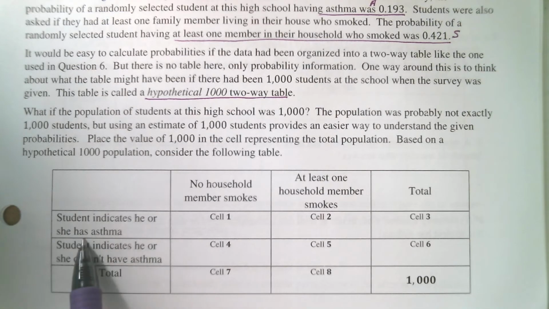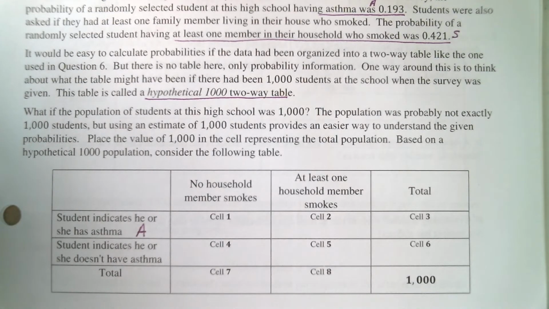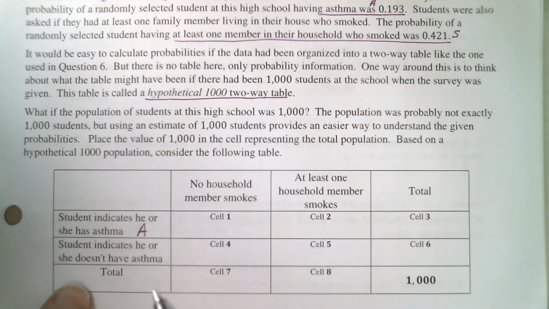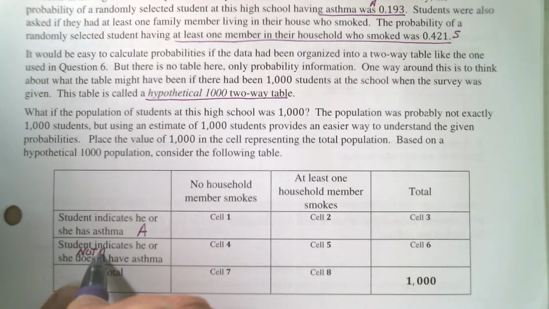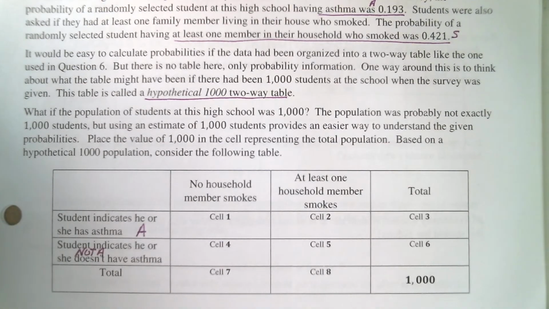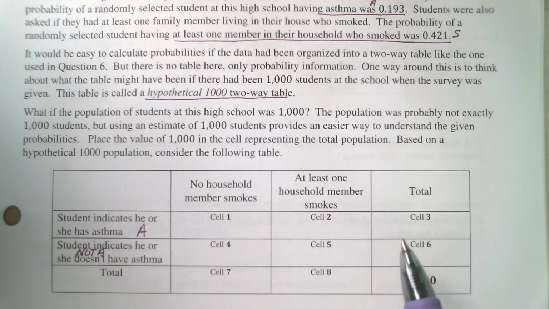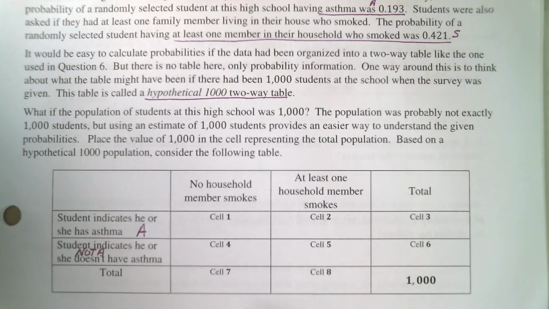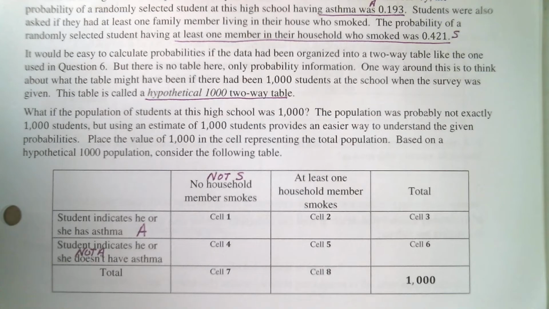Student indicates he or she has asthma. So I'm going to write capital A for asthma here. Student indicates he or she does not have asthma. So I'm going to say not A. Number of no household members smoke, so I'm going to say not S. At least one household member smokes, S.